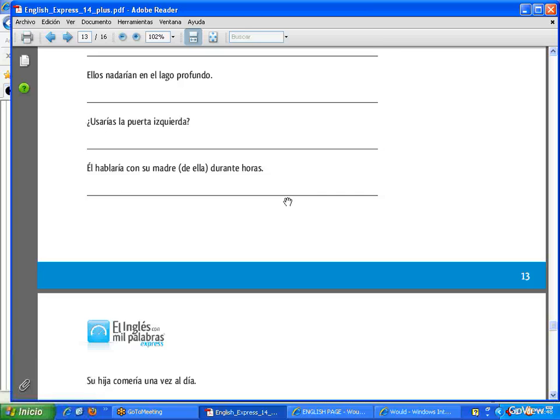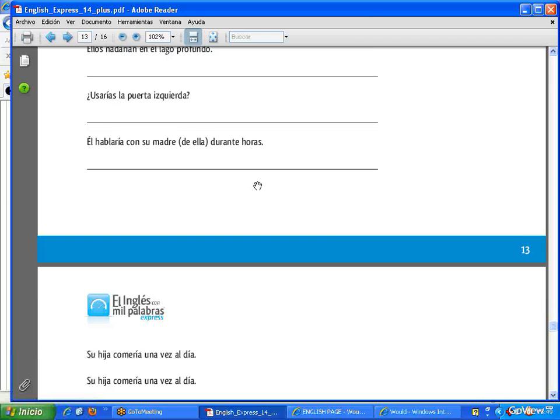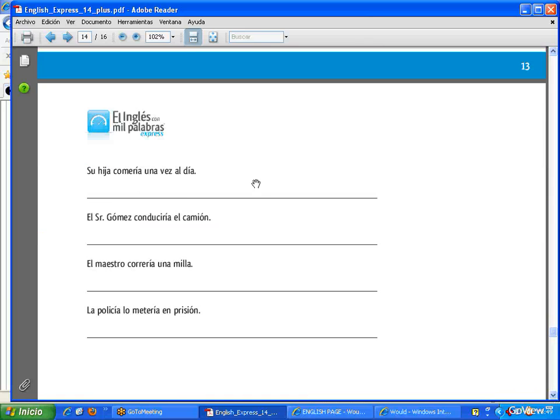Okay? Now we know this because it says, their daughter would eat una vez al día. You see, this is where it's confusing for an English person. Is this his daughter, her daughter, their daughter? Well, I'm going to say their daughter. Their daughter, okay, would eat once a day. This is también pasado, okay? And this, Mr. Gomez would drive the lorry, okay?